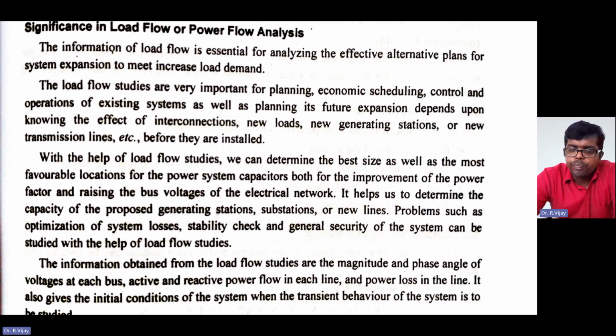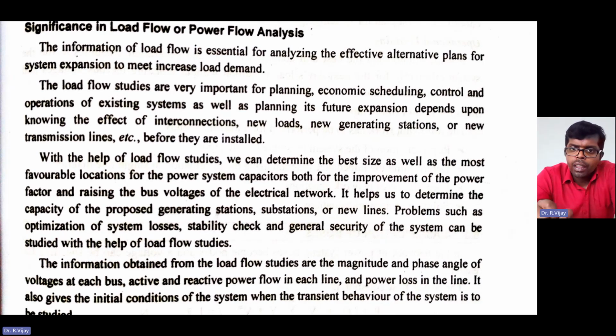Next is a new generation station, as I said, new transmission lines also, and new loads. Loads, we can't say for new loads. Loads may be increasing or decreasing like anything. Sometimes it depends on the usage, it depends on the climatic condition, summer season or winter season, autumn season. So we need to forecast the load. That is for the power system engineers who are working in the generating station.